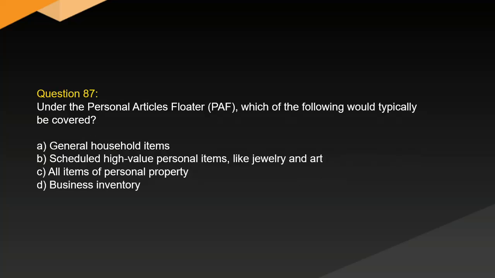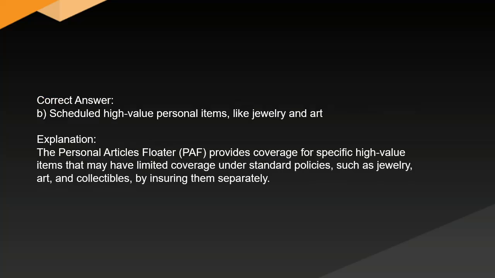Question 87. Under the personal articles floater, PAF, which of the following would typically be covered? A. General household items. B. Scheduled high-value personal items like jewelry and art. C. All items of personal property. D. Business inventory.